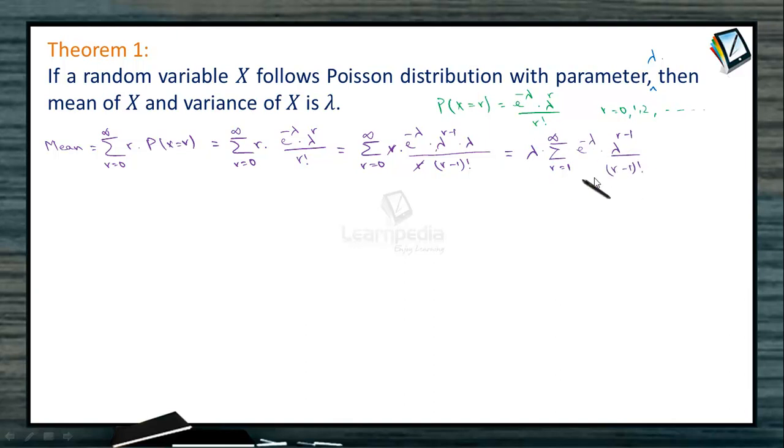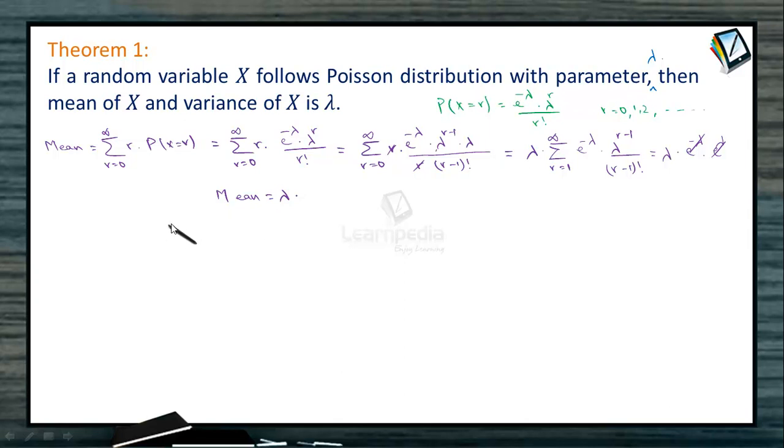Now what is this value? Summation of all the individual probabilities, that would be 1. So this is lambda times e to the power of minus lambda into e to the power of lambda, which gives us 1. So what is the mean obtained? Yes, the mean obtained is lambda. So the parameter of the Poisson distribution itself will be the mean of the probability distribution.